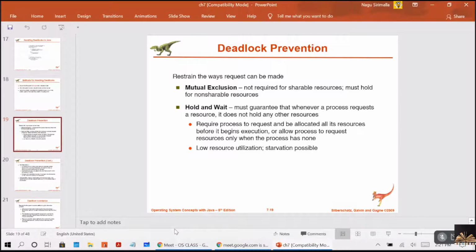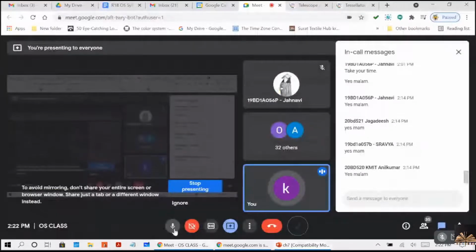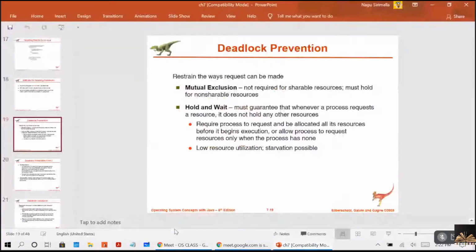If you allocate all the resources at the beginning, definitely there is low resource utilization. We are allocating all the resources to the process, but it is not using all of them all the time. The remaining time, the resources will be in the idle state. And starvation is also possible. Sometimes a process will be waiting for a resource for a longer amount of time. It will not be allocated because some other process is holding it, and it will not release it until it is done with its execution.